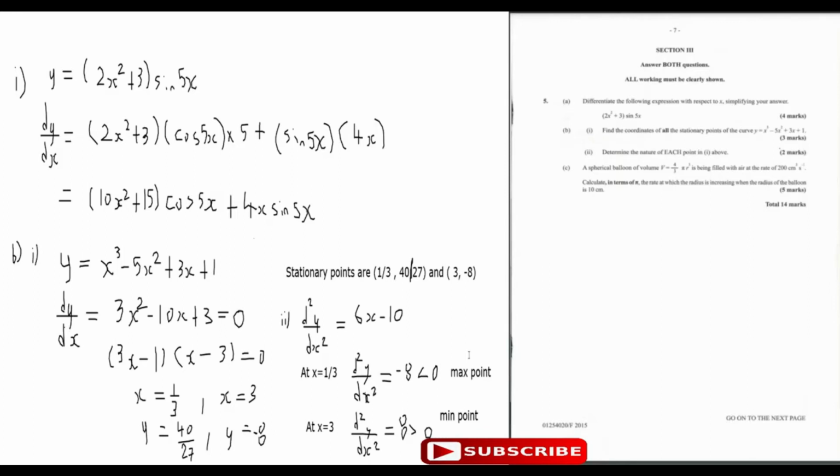Nice. So we can tell them this is 1/3. You can just go ahead and tell them 1/3 is a maximum point, and the 3/8 is the minimum point. That's it. Nice and easy.